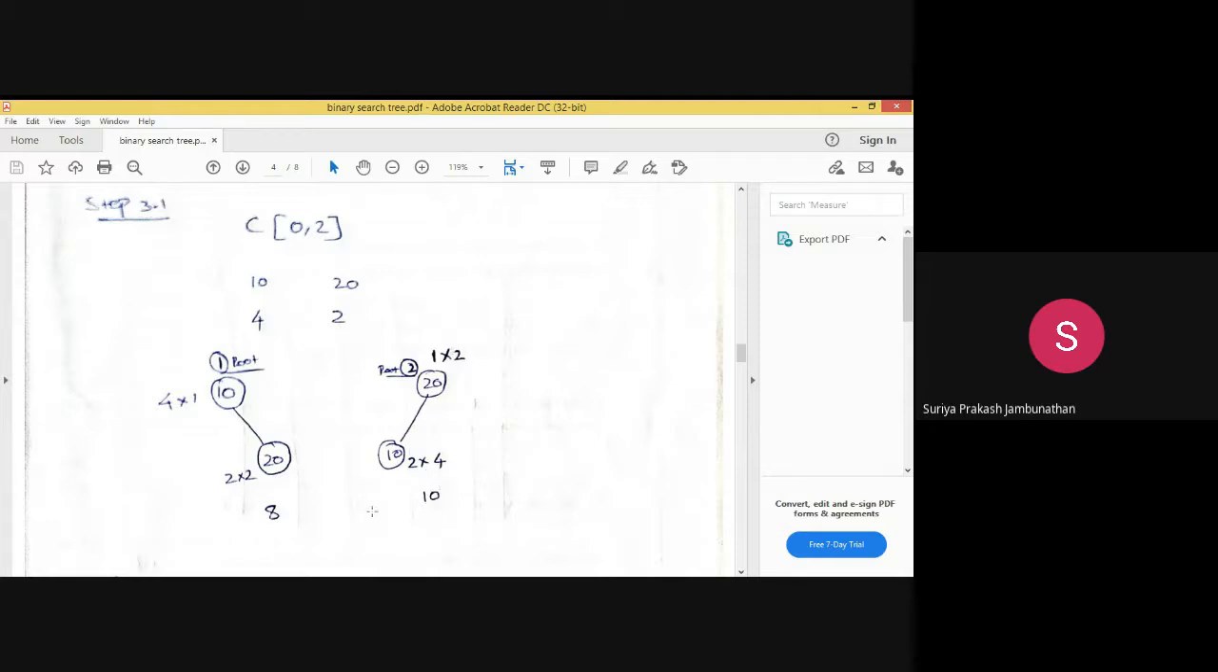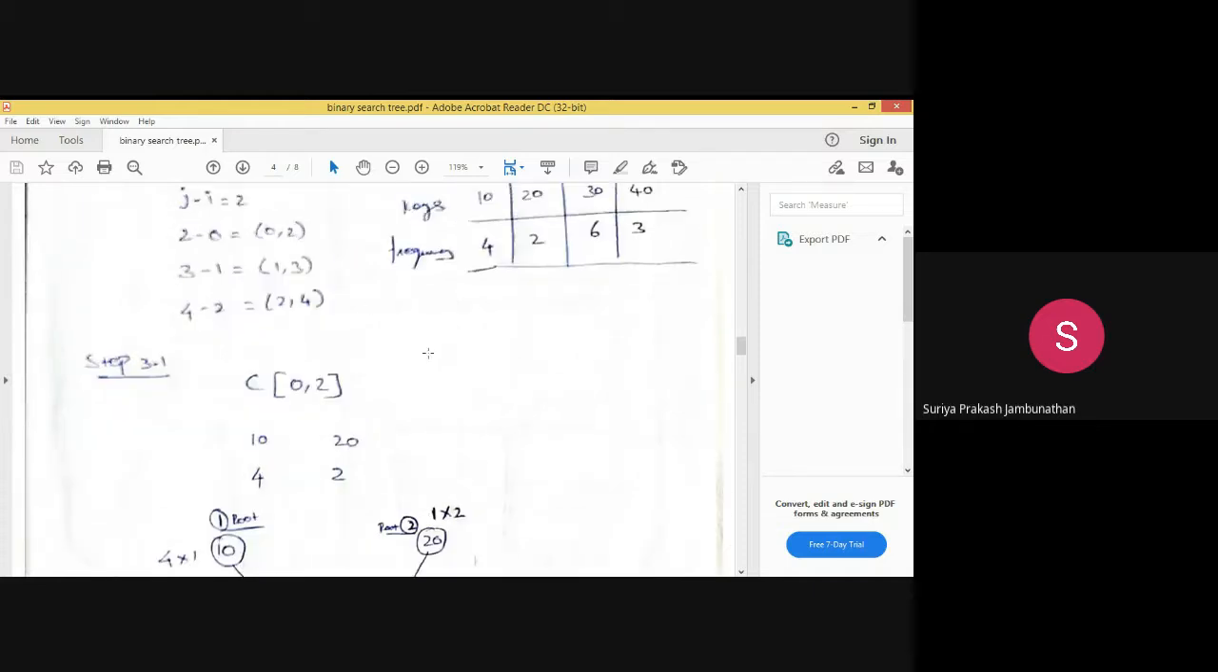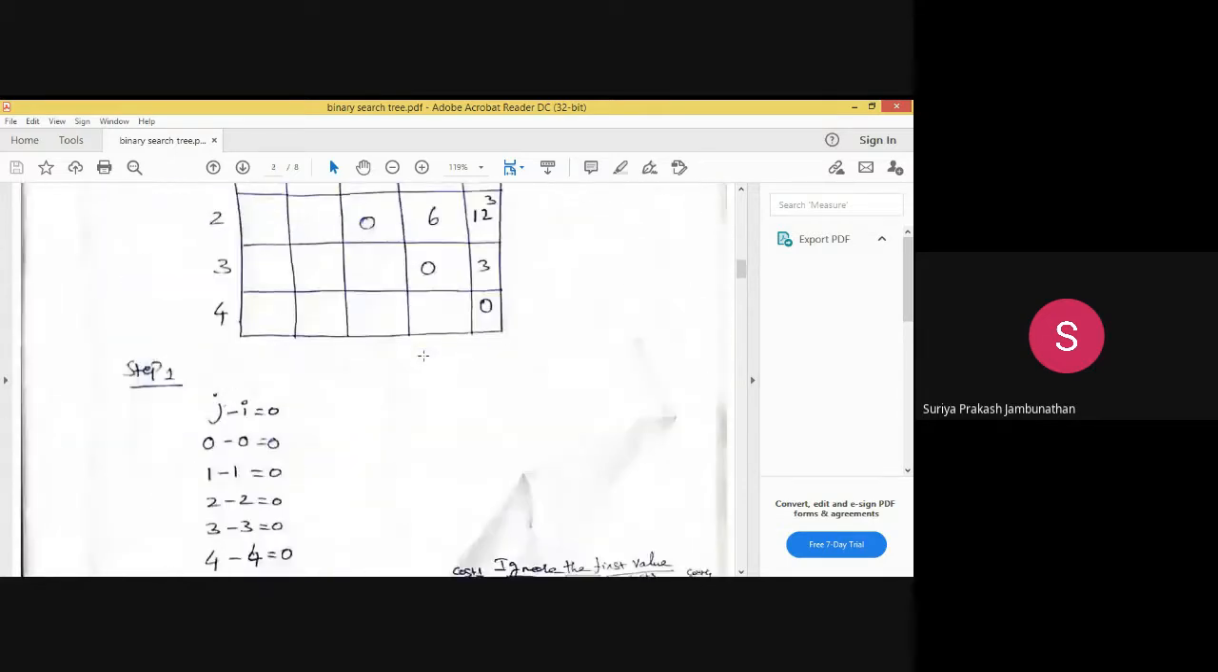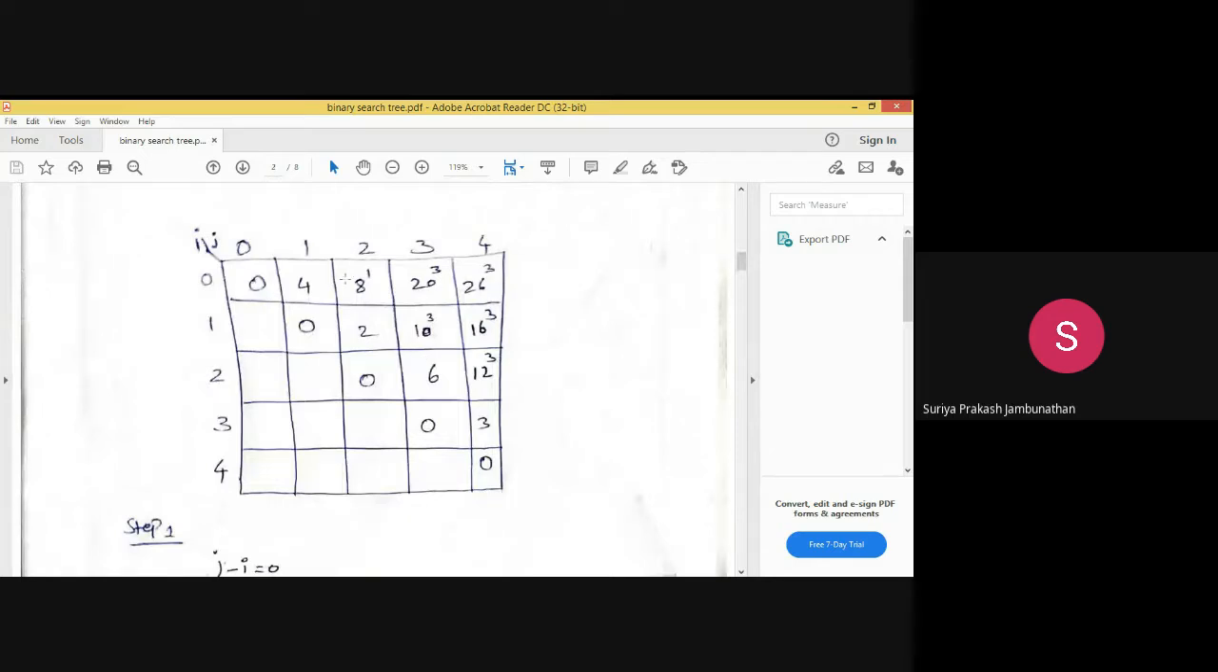Among these two, the least value is 8, so we are filling 8 power 1. The root is 1, so 8 power 1 in the place of 0 comma 2 in the table. So in the table 0 comma 2, you can see we are filling 8 power 1. So 0 comma 2, i value is 0 and j value is 2. We are filling 8 power 1. So 1 is the root value, 8 is the cost we identified.